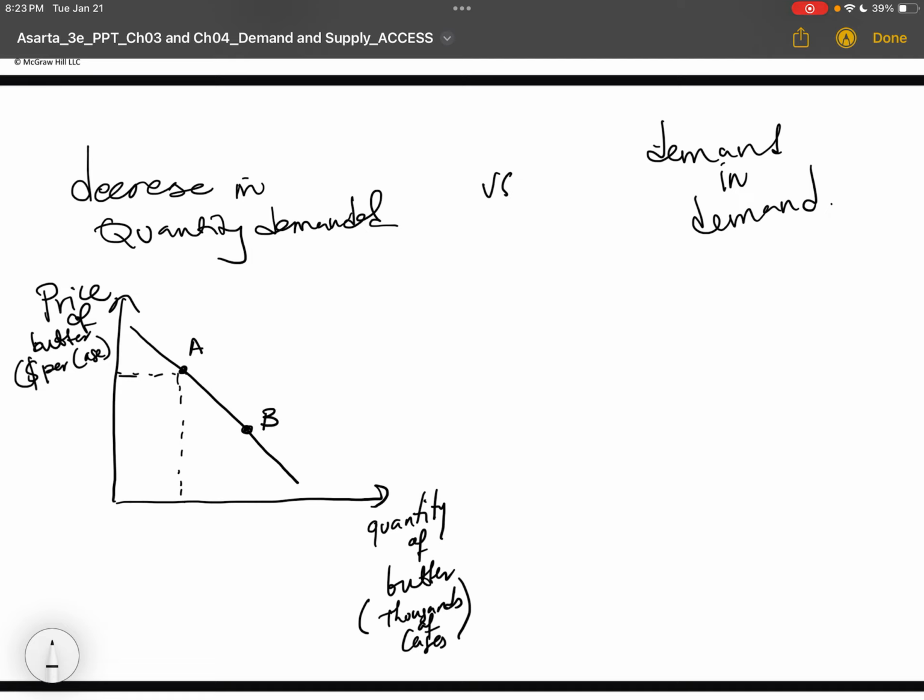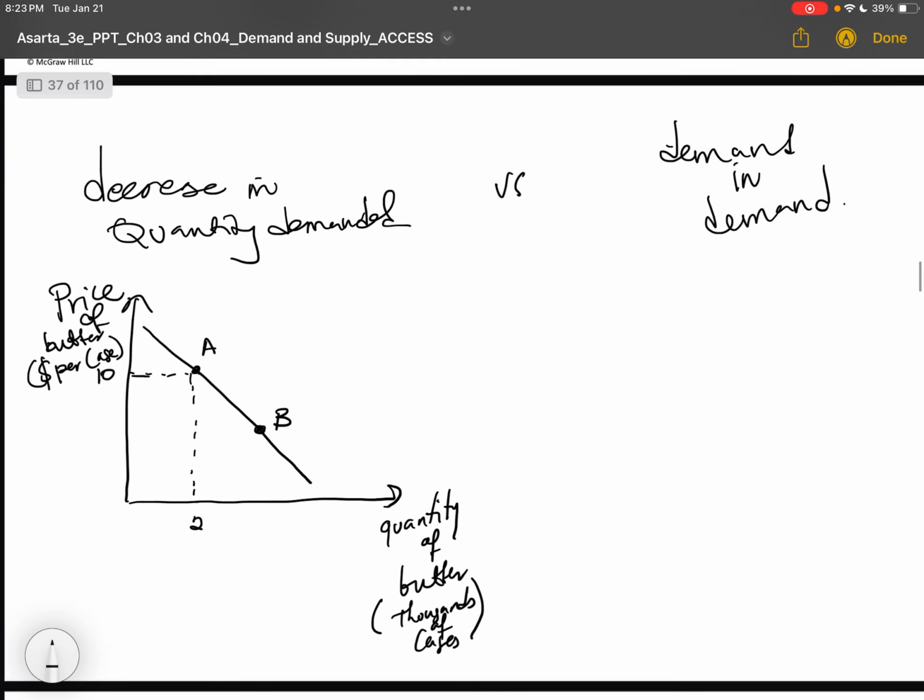And say this is point B. So at point A, let's say the price is 10 and the quantity is 2,000. So I'll just write 2 because here it's thousands of cases. All right. And at B, let's say the price is $5 per case and the quantity is 4,000 cases. A decrease in quantity demanded, right?